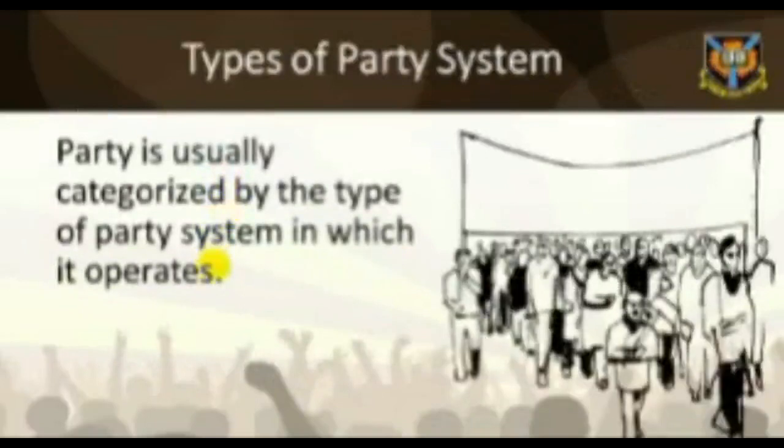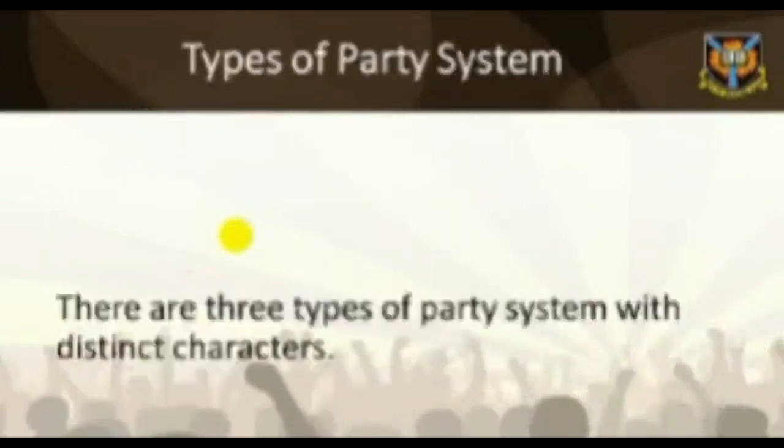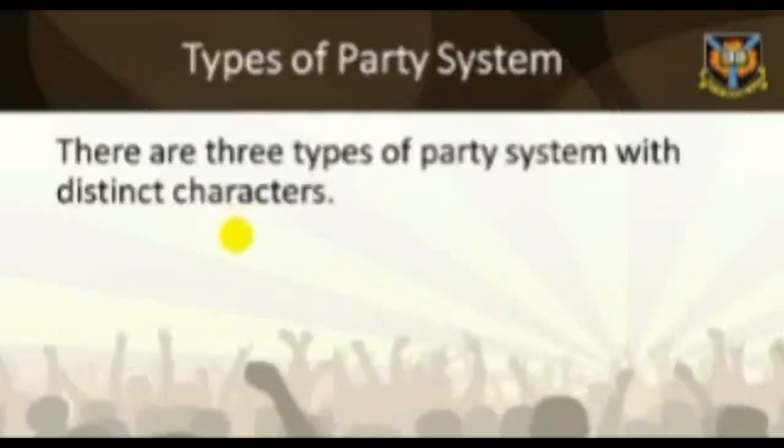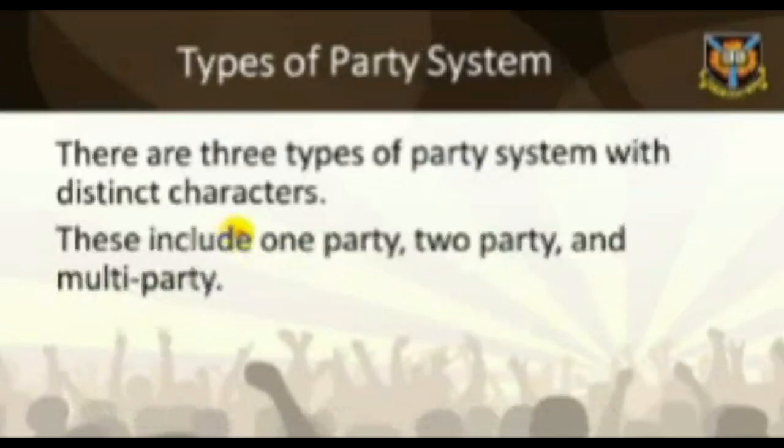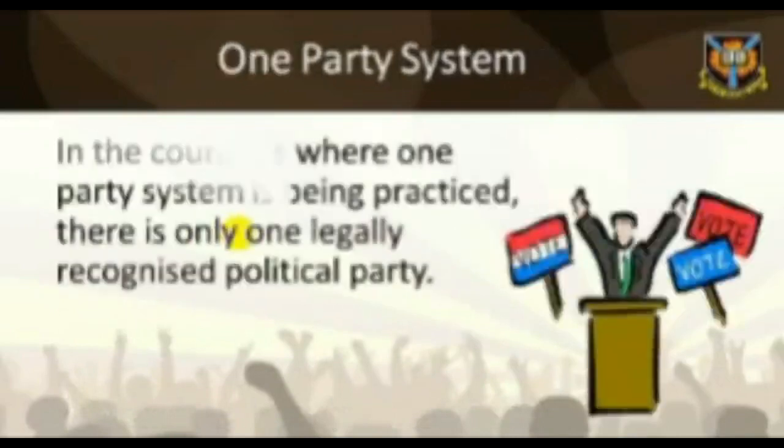Types of party system. There are several types of party system. Thus, a party is usually categorized by the type of party system in which it operates. Basically, there are three types of party system with distinct characters. These include one-party, two-party, and multi-party systems. Let us now examine these three party systems, one after the other.